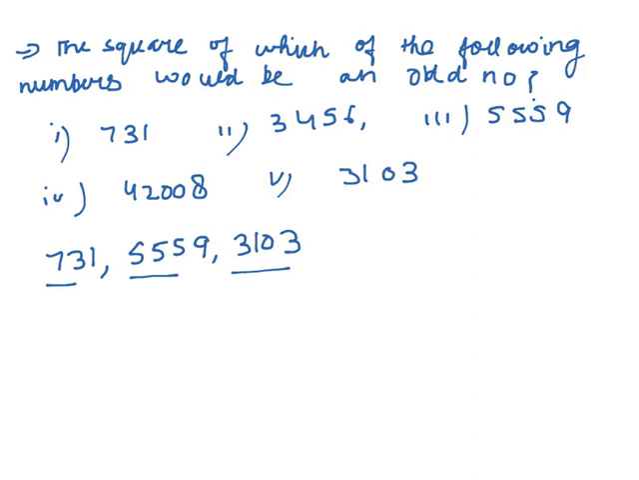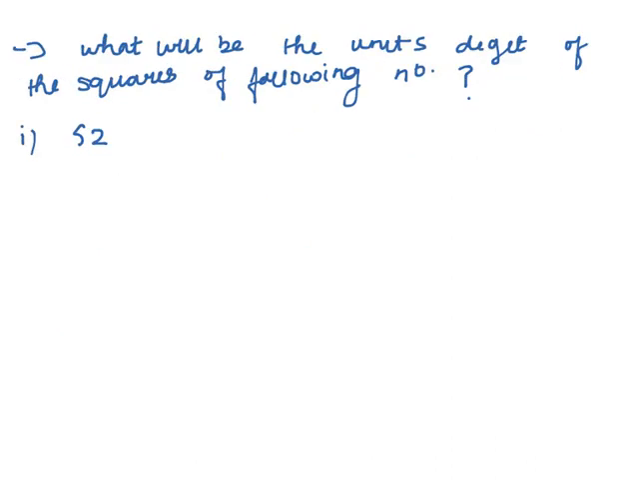If we have a question where we have to identify the squares of which numbers will be even, in that case 3,456 and 4,2008 will be the numbers whose square will be even.